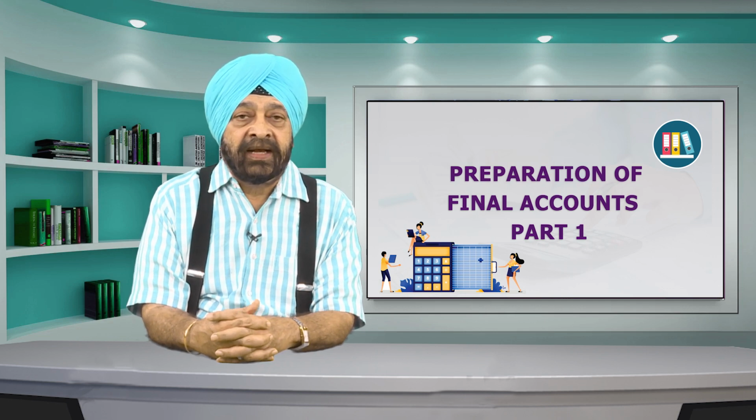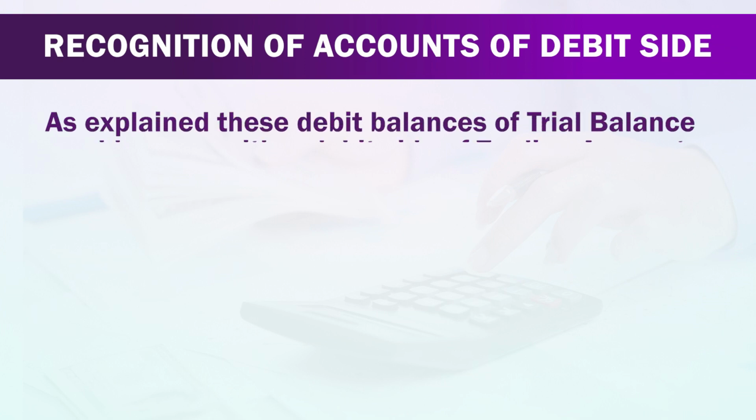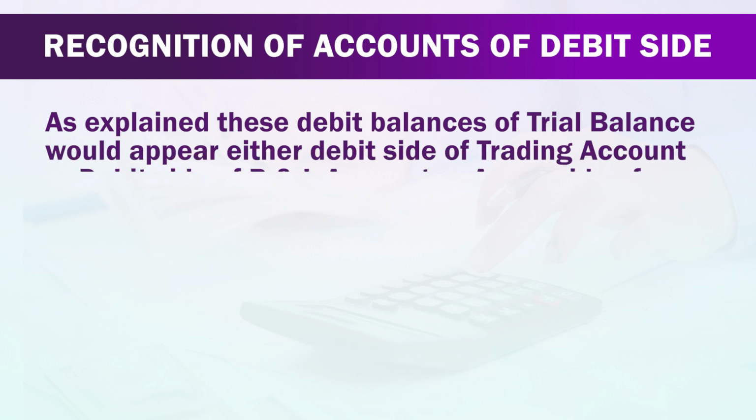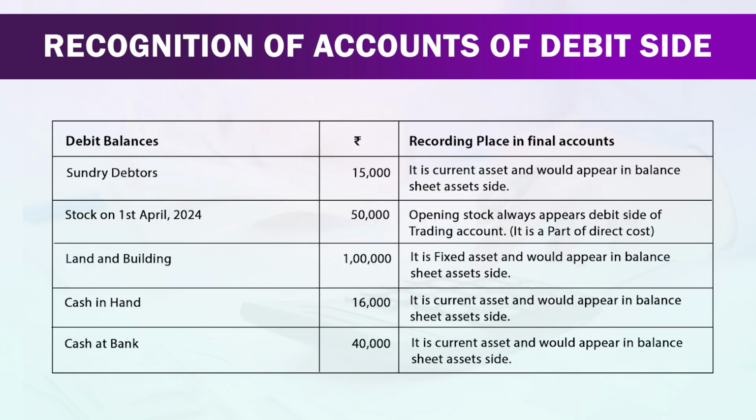Now, friends, let us see the recognition of the different accounts of the debit side. As explained, these debit balances of the trial balance would appear either on the debit side of the trading account, the debit side of the P&L account, or the asset side of the balance sheet. The first item of the debit side of the trial balance is sundry debtors of rupees 15,000. It is a current asset and would appear in the balance sheet on the asset side.